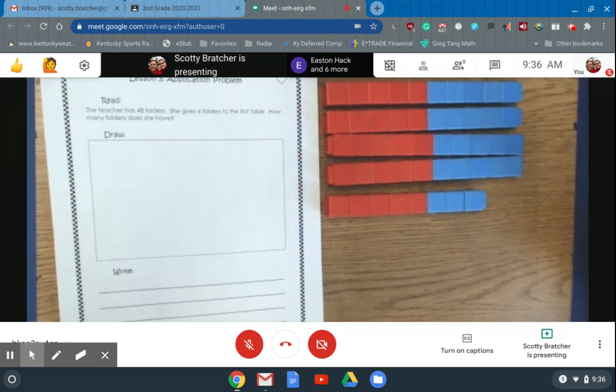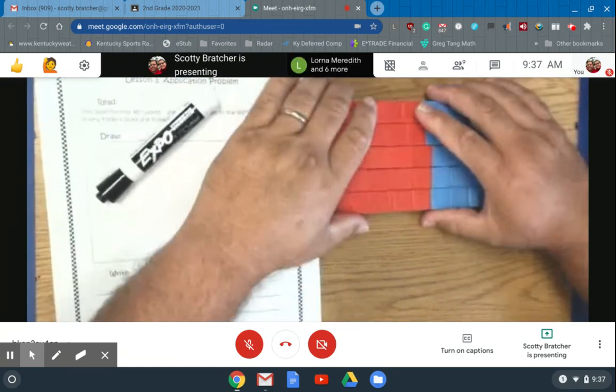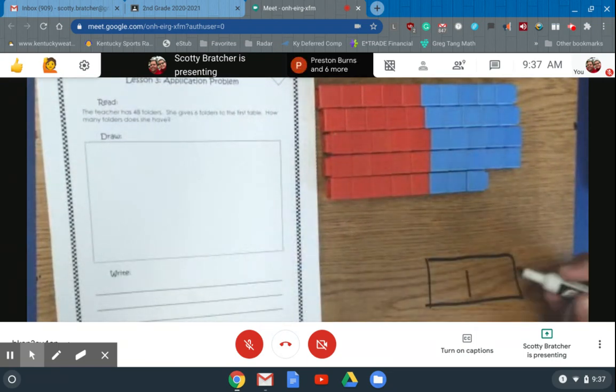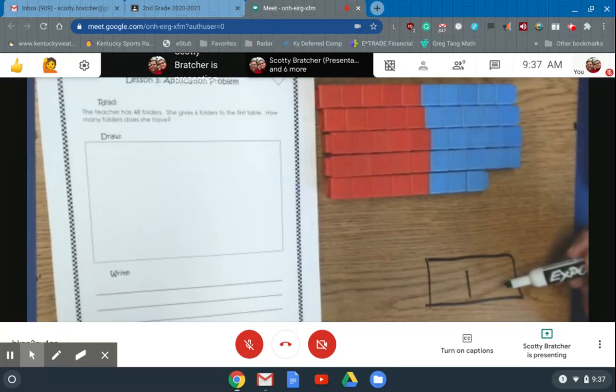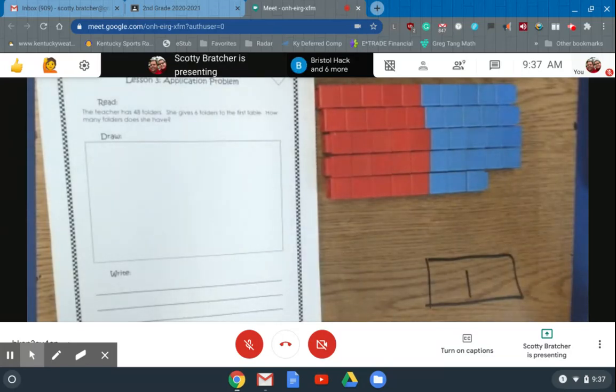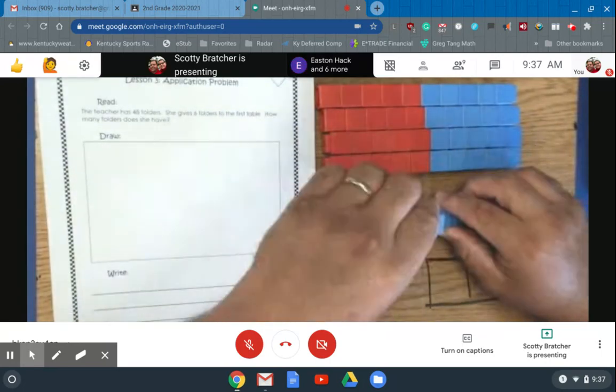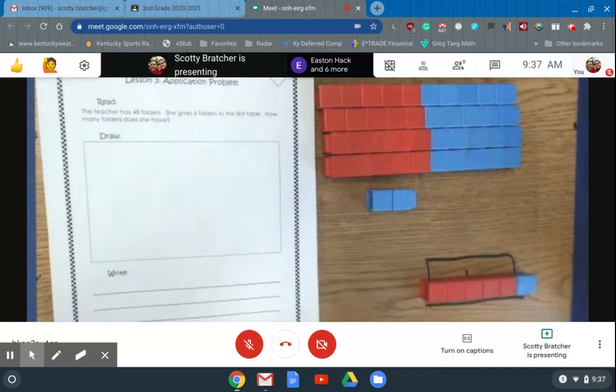It says she gives 6 folders to the first table. Okay. So I need to add some more or take some away? I got to take some away because this is what the teacher had. Okay. And let's say that here's table number 1. I've got to put 6 folders on table number 1, right? Okay. So I'm going to go and put 6 on table number 1.